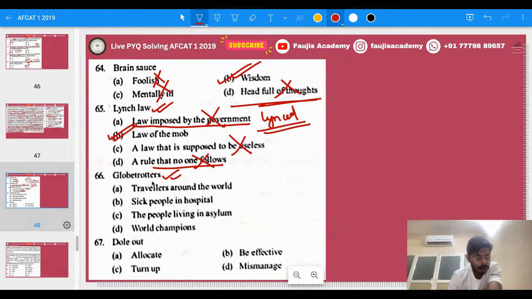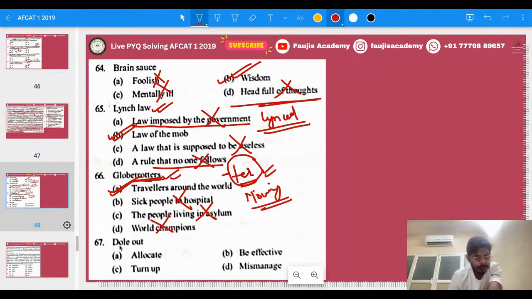Globetrotters, globetrotters. Wherever you have this word, you should understand that it is about moving. Globetrotters means the travelers who travel across the world. Not sick people, not the people living in the asylum, not the world champions as well.